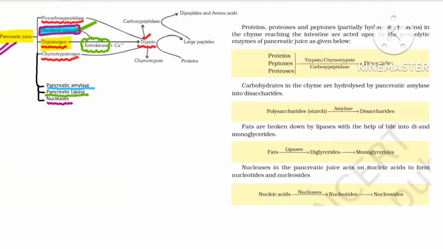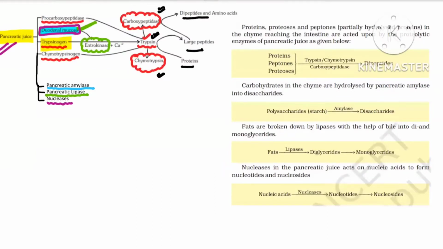chymotrypsin and procarboxypeptidase. You can see here, this trypsin is working as an enzyme to activate chymotrypsinogen into chymotrypsin and procarboxypeptidase into carboxypeptidase. So it means these are the active forms. Which are the active forms? The active forms are trypsin, chymotrypsin, and carboxypeptidase. Now, trypsin and chymotrypsin will break down the protein into large peptides, and carboxypeptidase will convert these large peptides into dipeptides and amino acids.